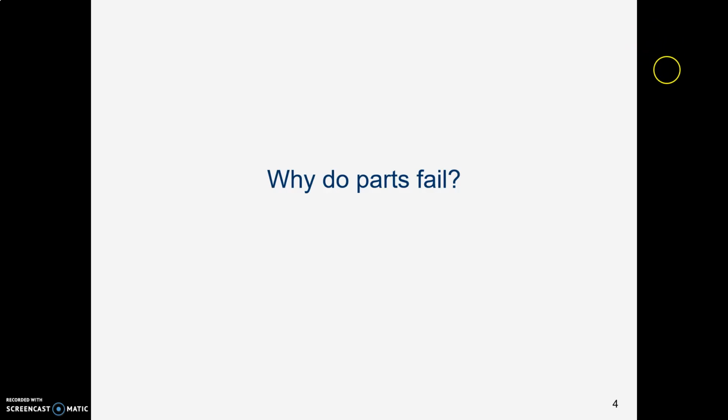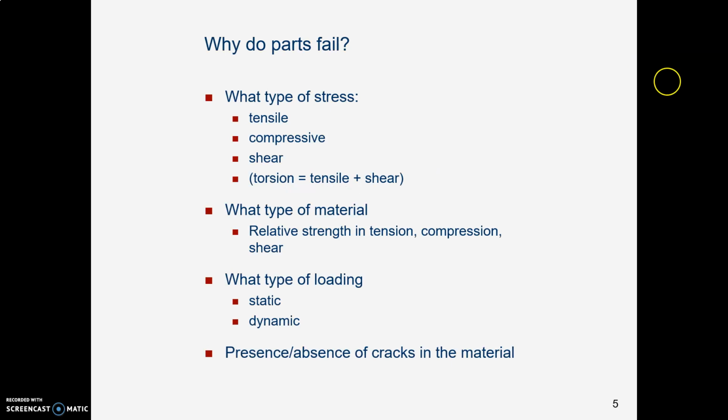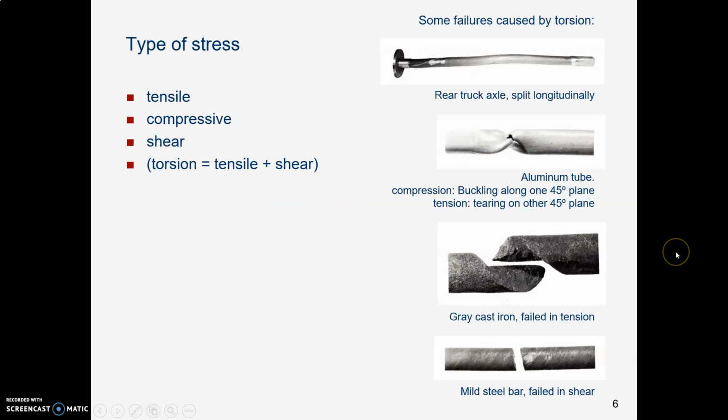First of all, let's think about why do parts fail? What is going on? When we're thinking about why does a part fail, we'll think about these basic ideas. What type of stress is it? What type of material is it? What type of load did it experience? And are there any cracks in the material?